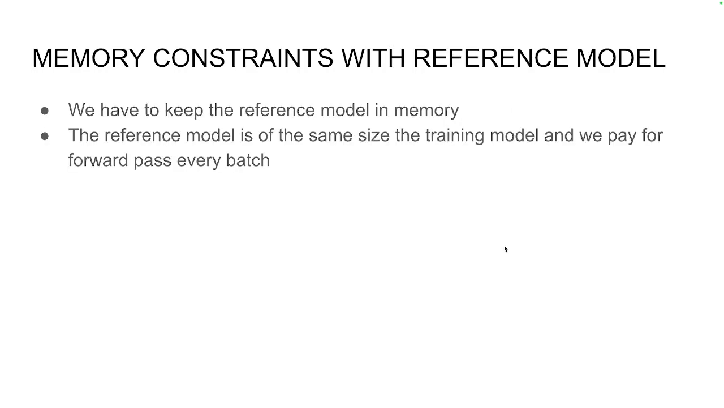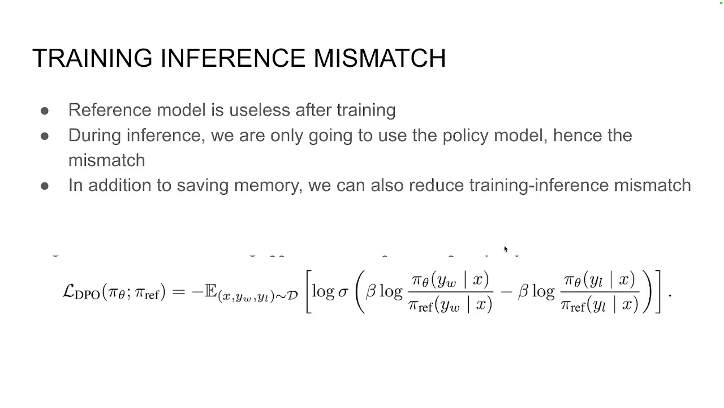Another thing is that you have a lot of memory constraints. If you take a GPU like the H100, they have only 80 gigs of VRAM, and you can fit only smaller models. And now you also have to fit a reference model, and you always have to pay a forward pass for every batch. So that's a lot of computational power. So can we get rid of the reference model?